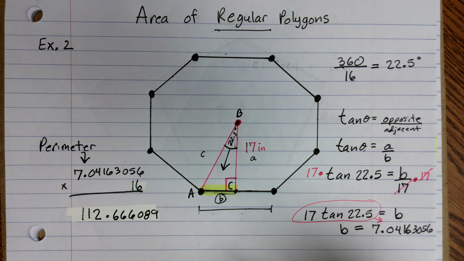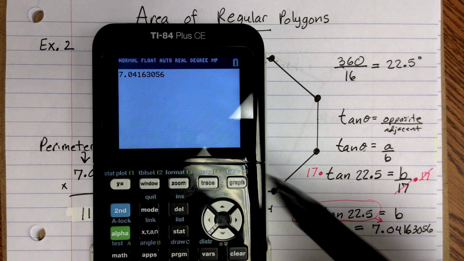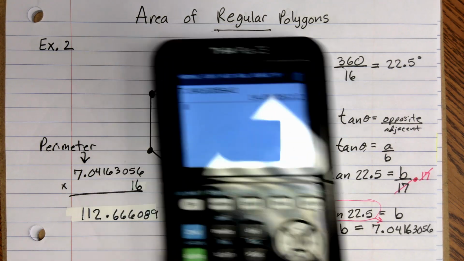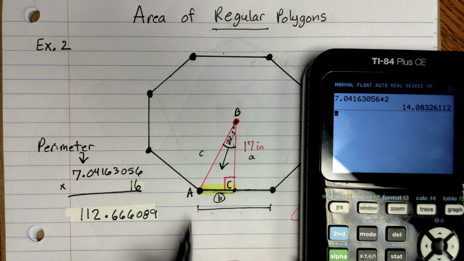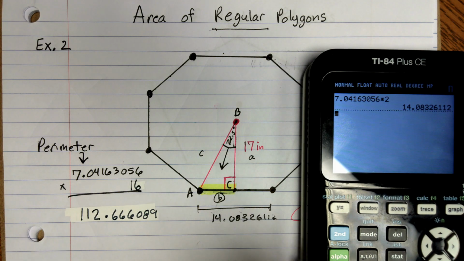Now, just to show you that if we wanted to do it a different way, we could have. If you're like, well, you know what, Mr. H, I know that 2 times this gives me one side. Now, we could have also taken this number and multiplied it by 2 to see what the full length of this one side is. So this one side is actually 14.083261112. That's the side length of one entire side.